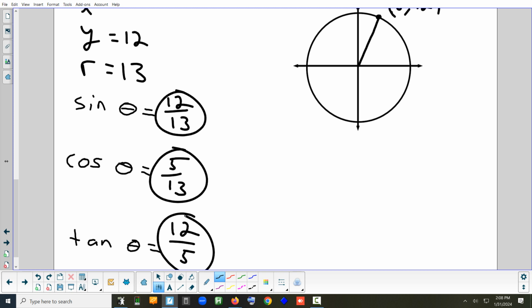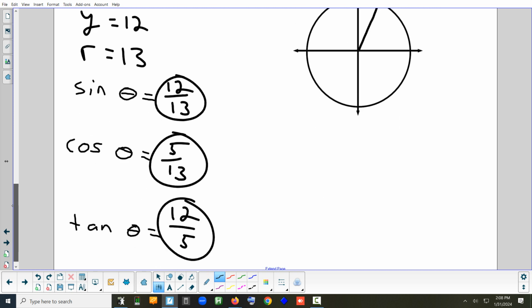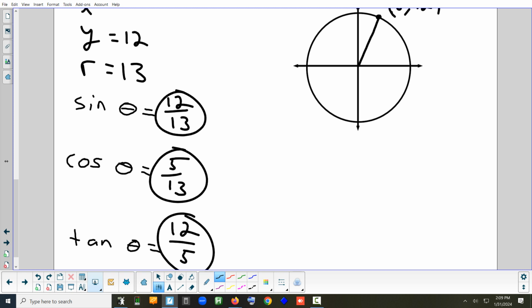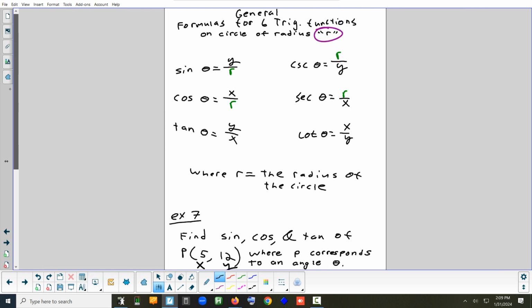And then if we wanted to do the cosecant, the secant, and the cotangent, we just take those and flip them. So 13 twelfths, 13 fifths, 5 twelfths. Any questions on those formulas up above? They really are the same formulas you learned on Monday. It's just I'm not letting r be 1. I'm letting r be any number.